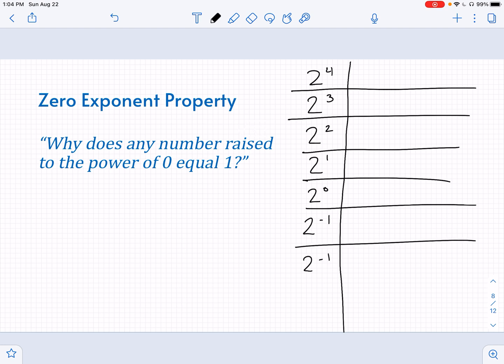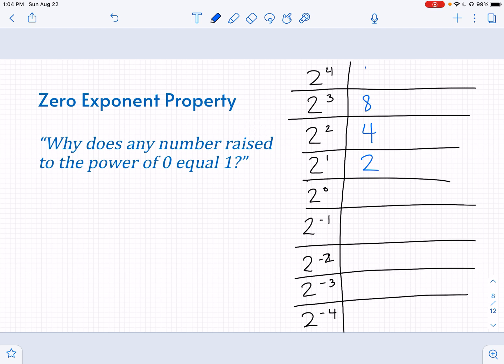And we know that math is cyclic, that it follows patterns. It's not haphazard. So we should be able to make a table and see the pattern being formed. So let's start over here in the positive end of things. I know 2 to the first is 2, 2 to the second is 4, 2 to the third is 8, and 2 to the fourth is 16. I'm just multiplying by 2 each time. So if I multiply by 2 going up, I should be able to divide by 2 going down.